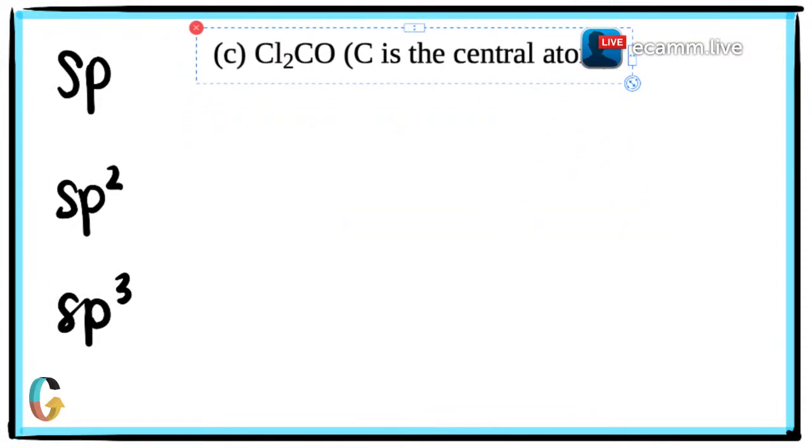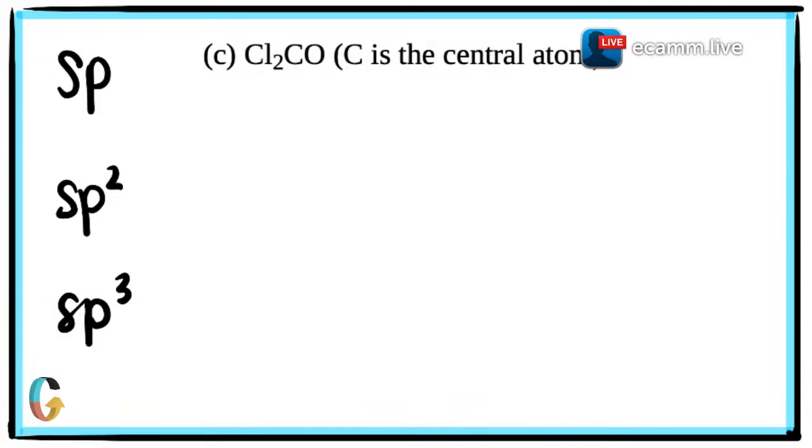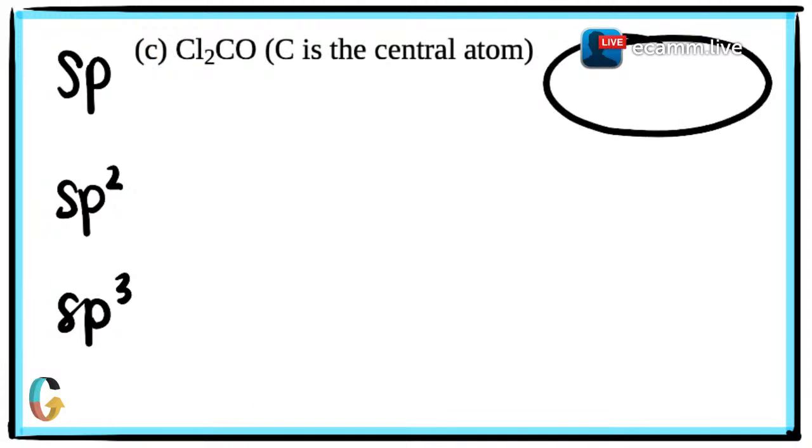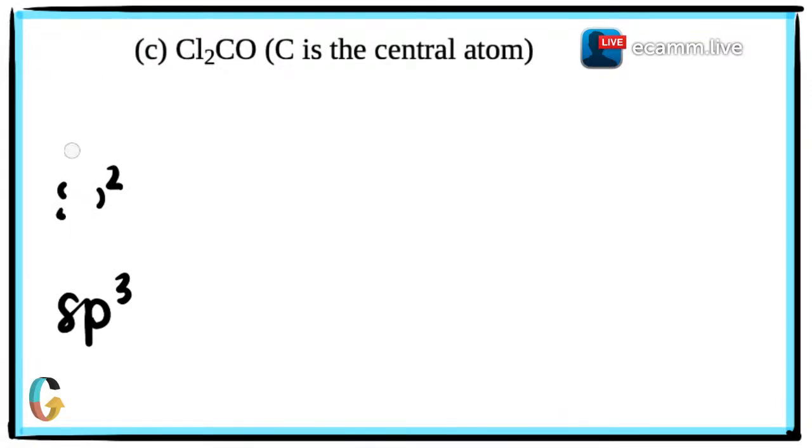All right, so we have Cl2CO, and they say that C is the central atom, and we need to find out the hybridization. So maybe the first thing I'll do is pull this over a little bit over here because we have this watermark that I don't know why it's there, but I can't get rid of it. So we need to find the hybridization of the central atom. Basically, you have three answers. Is it going to be SP? Is it going to be SP2? Or is it going to be SP3? Let's figure it out. So the best way to do this, guys, is pen and paper. Do we need a periodic table for this? Not really.